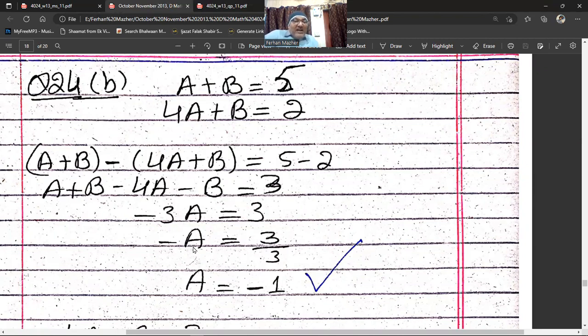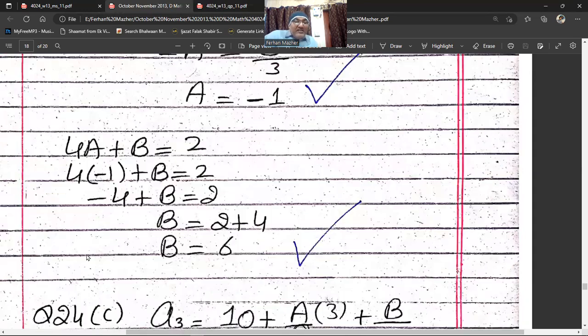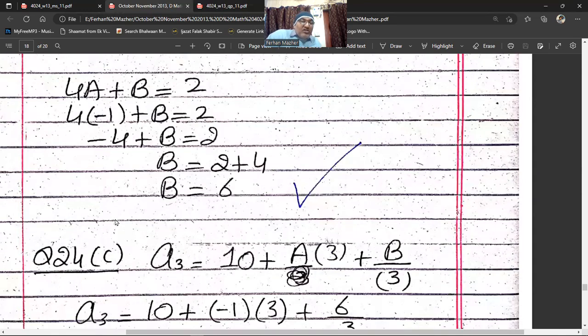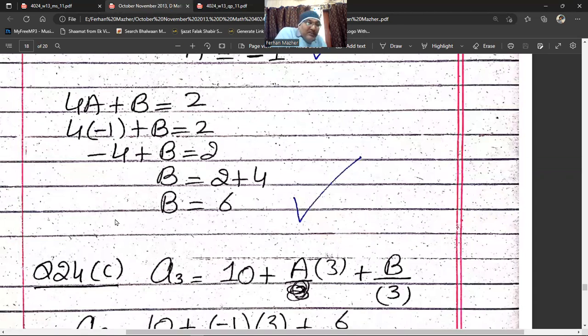So a will be equal to 3 divided by minus 3, so a will be equal to minus 1. So now I know the value of a, that is minus 1. I will put that into any of these two equations and I will find out b. Okay, I have taken the second equation, 4a plus b equals 2. So 4 times a, which is minus 1, plus b is equal to 2. So minus 4 plus b is equal to 2.